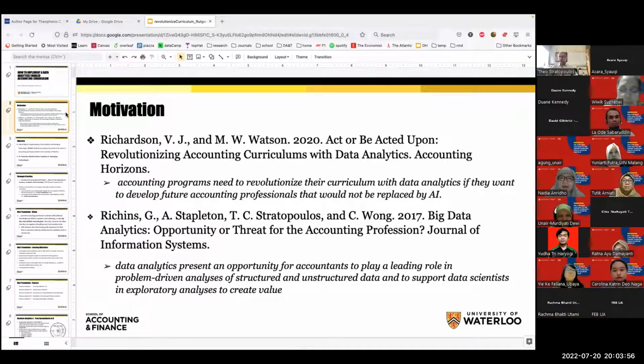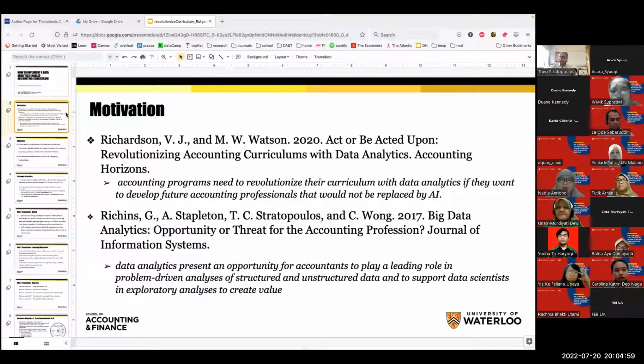I would like to start by providing the motivation behind the writing of this paper. The motivation came from two papers. The first one is a paper by Vern Richardson and Marsha Watson that was published in Accounting Horizons in 2020. In this paper, Vern and Marsha are saying that we need to do something about our accounting curriculum, because there are so many changes that have been introduced by technological changes. More specifically, they are talking about the growth of data analytics and especially the growth of AI-enabled data analytics. They say that if we don't change our curriculum, our students will be replaced, and if our students are replaced, we don't have a job.